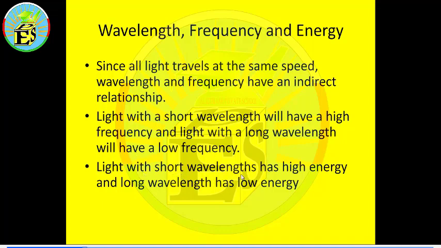Light with a short wavelength has high energy, and long wavelengths have low energy. We said before, gamma ray has the shortest wavelength and has power for penetration through material. But the longest wavelength, like radio wave, is low power and has low penetration through material.